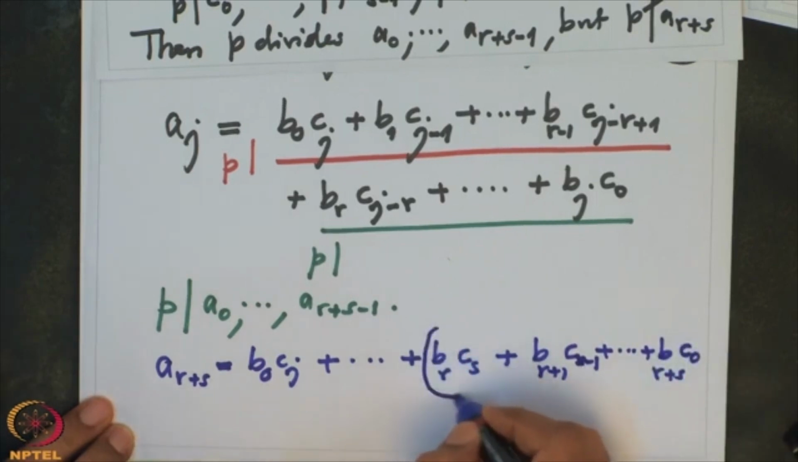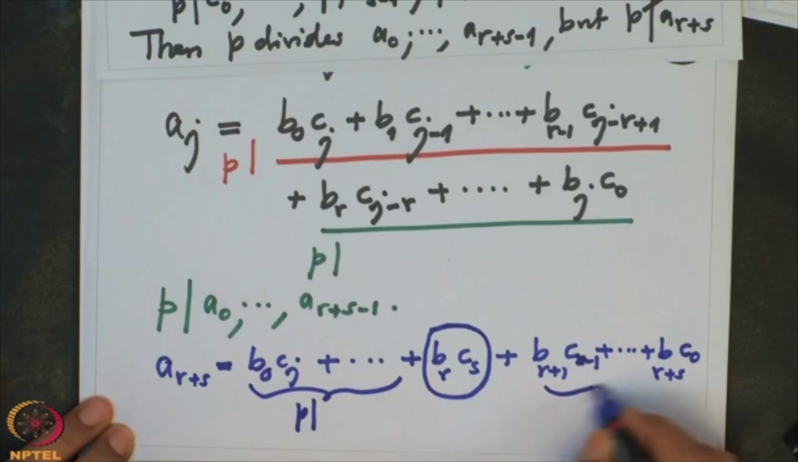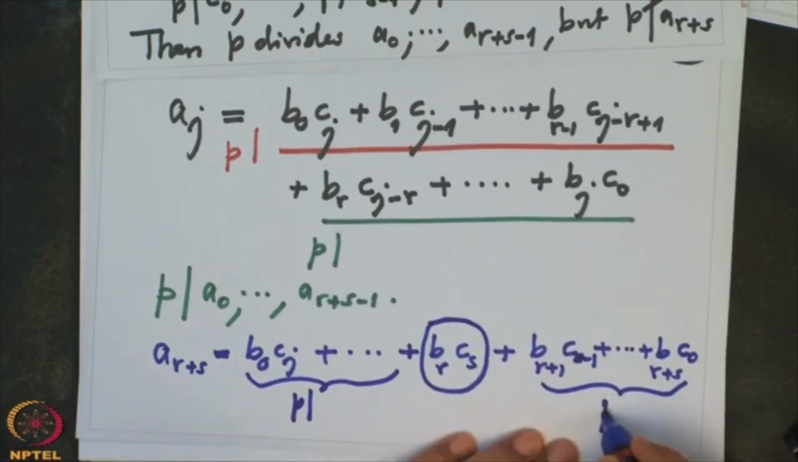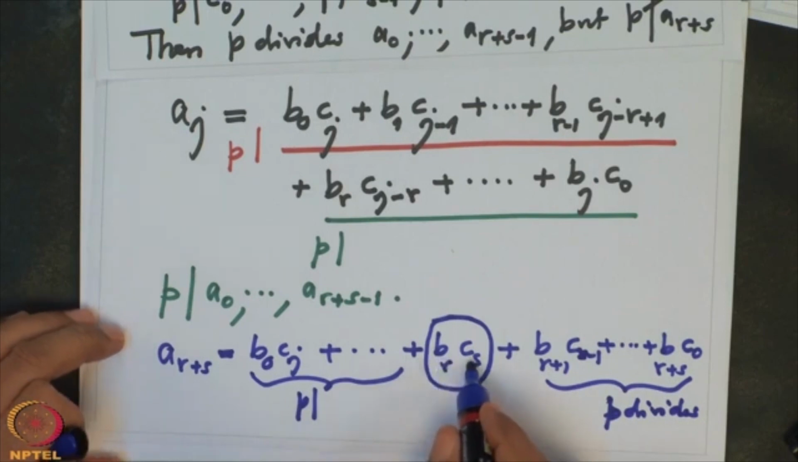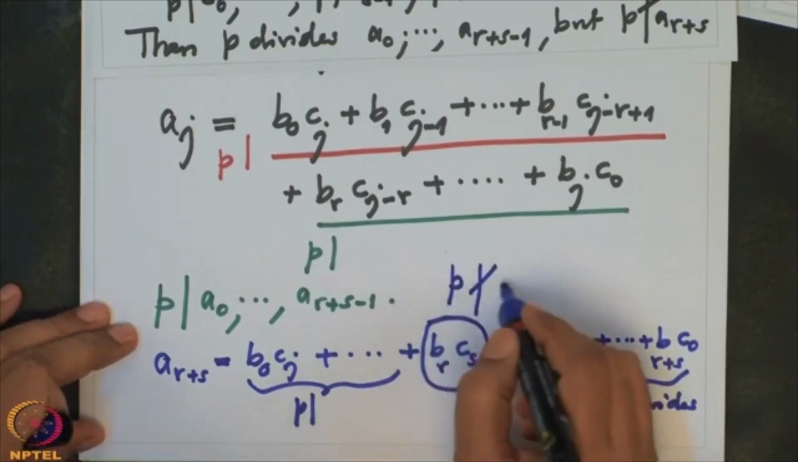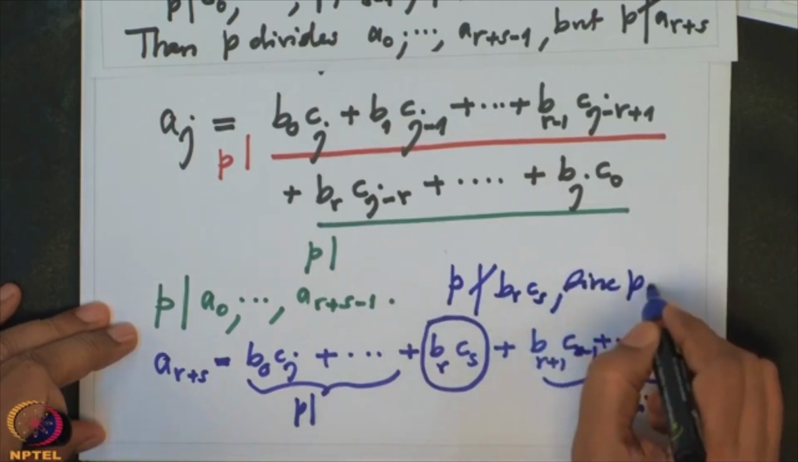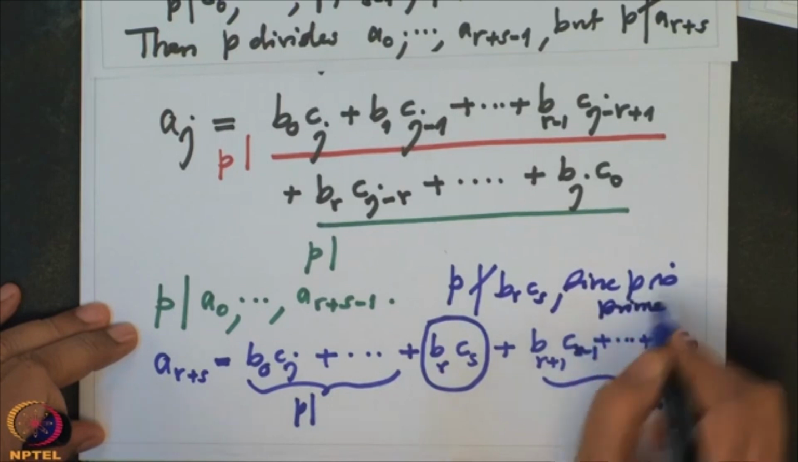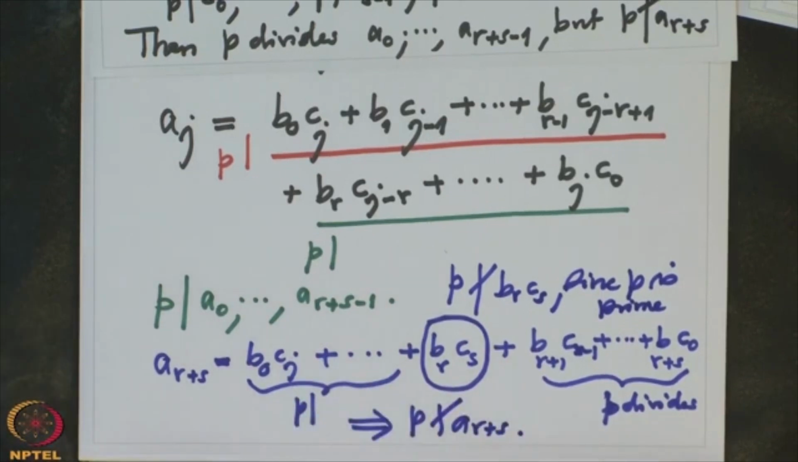See, this term is extra, and all these terms are divisible by p. This is also divisible by p. And this one, p neither divides br nor p divides cs. So therefore, because p is prime, p doesn't divide br times cs. Therefore, p cannot divide. That proves p doesn't divide a(r+s). That is what proves the lemma.